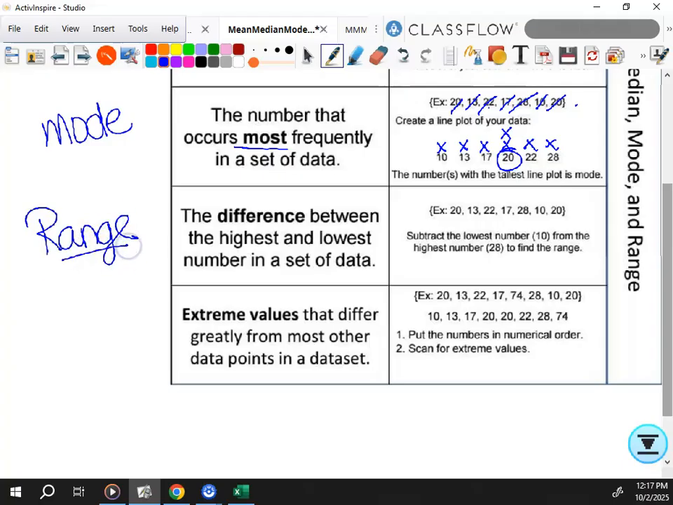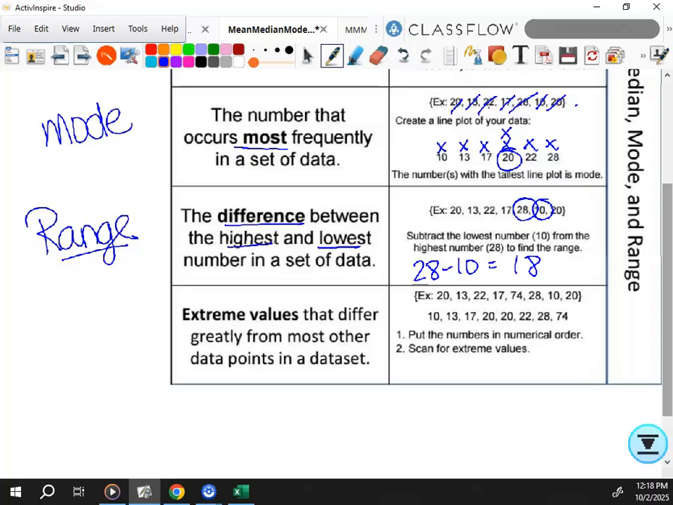Okay. The range, that is the difference between the highest and the lowest. So it might be helpful to have them in order from least to greatest so that you can find the least and the greatest, but you don't have to. So our smallest number is 10. Our largest number is 28. So that's just 28 minus 10. That gives you 18. That's the range. Okay. Everybody good with that?